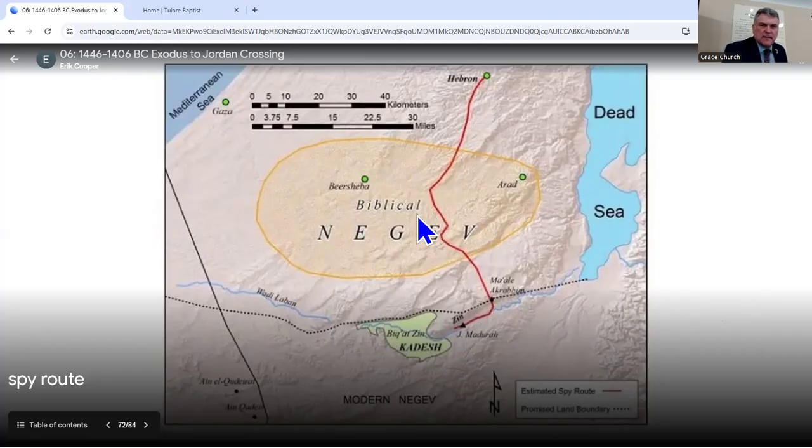And notice we'll talk about this in this circle here in the orange. It says biblical Negev, but down here it says modern Negev. So we'll talk about that as we go. We got cities of Beersheba here that we looked at a little bit on Wednesday night with Abraham. Arad and Hebron will be mentioned. So we're going to talk about those things.